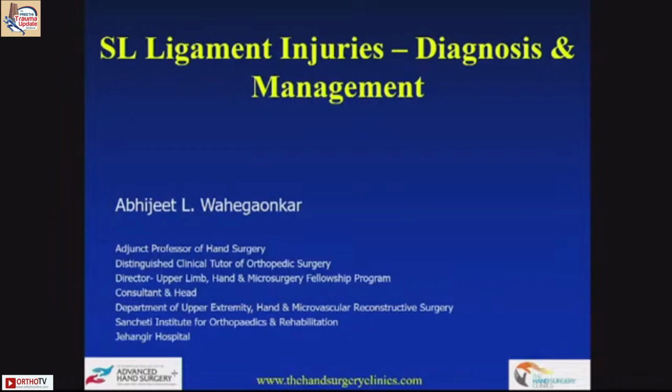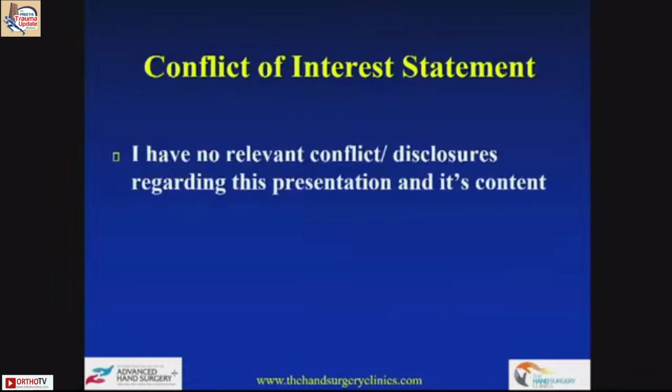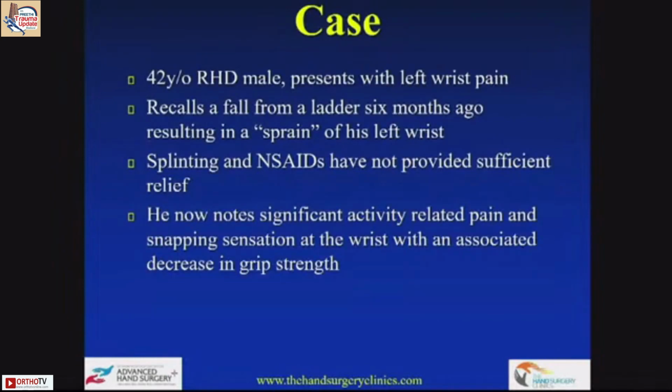About carpal instability, I think it's more pertinent to talk about scapholunate dissociation, which perhaps is the commonest clinical scenario and perhaps is the single most important representative aspect of dissociative carpal instability that we can talk about. So here's a case in point.